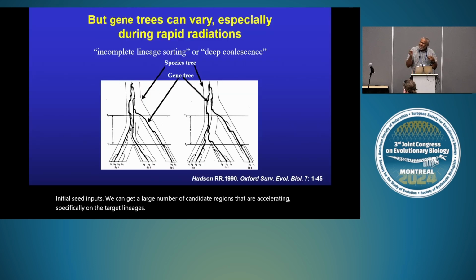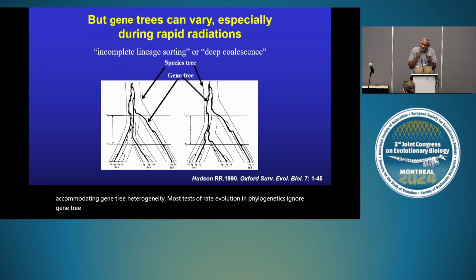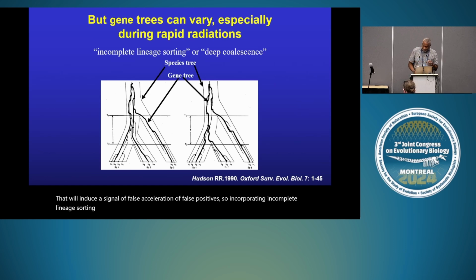The second tool I mentioned, we call it phyloACC-GT, for gene tree. This is accommodating gene tree heterogeneity. Most tests of rate evolution in phylogenetics ignore gene tree heterogeneity. And the problem is that if you force a wrong topology on a gene tree, that will induce a signal of false acceleration, a false positive. So incorporating incomplete lineage sorting is important here.